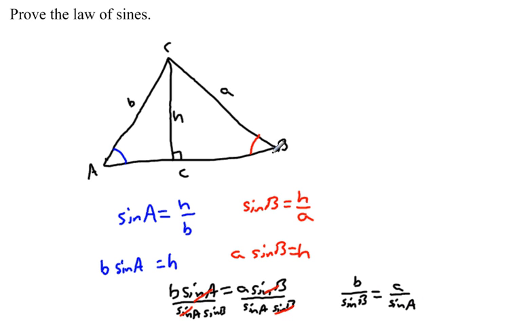Now we could set a different altitude, go through the same steps to set this also equal to c over the sine of angle C. And there's the law of sines.